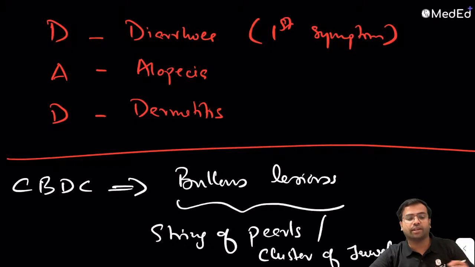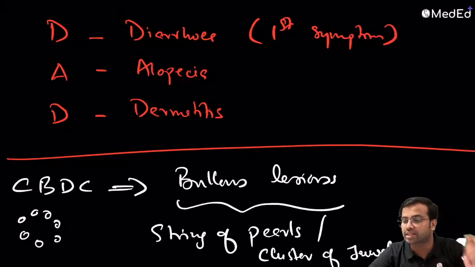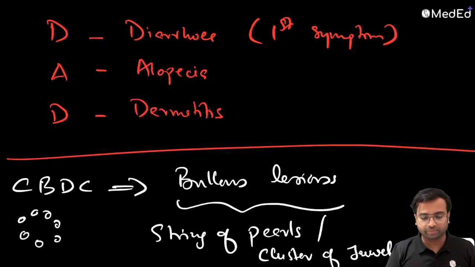It appears like a string of pearls. There would be a bulla which appears round, like pearls. So a string of pearls or cluster of jewel appearance can be seen. I hope it helps, Sharon.